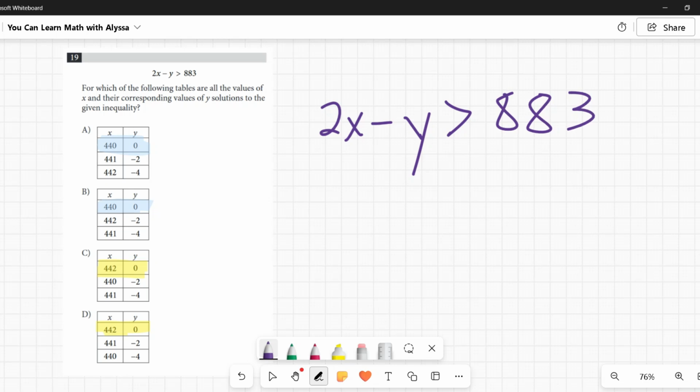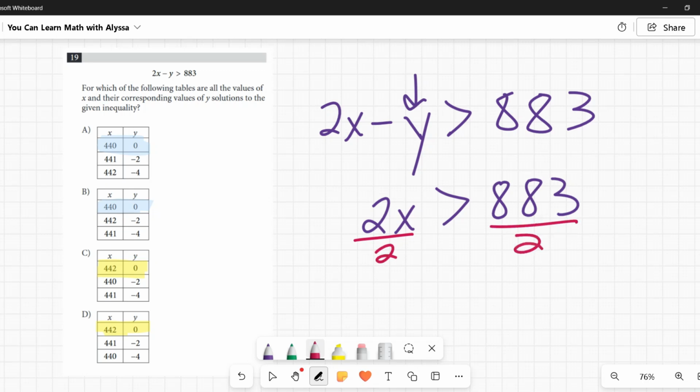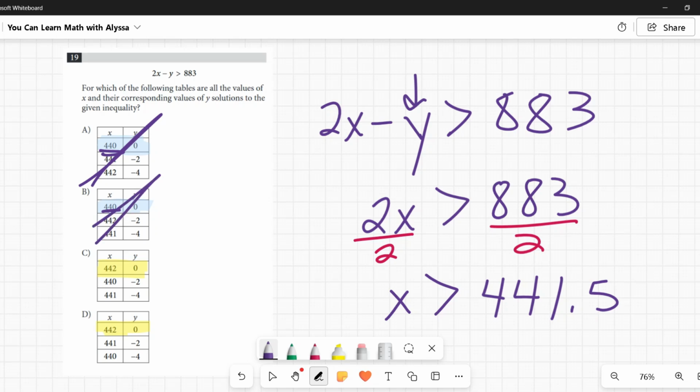All right, 2x minus y is greater than 883. I am going to plug in a 0 for y. If I put in a 0 right here, I am just going to get 2x is greater than 883. So I'm going to divide both sides by 2, since I want to undo the 2 times x. And then I get that x is greater than 441.5. So x has to be greater than that. Well, 440 is not greater than 441.5. A and B are gone.